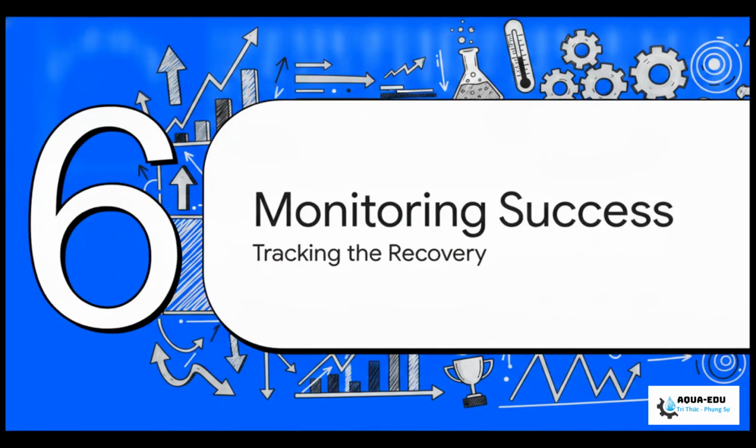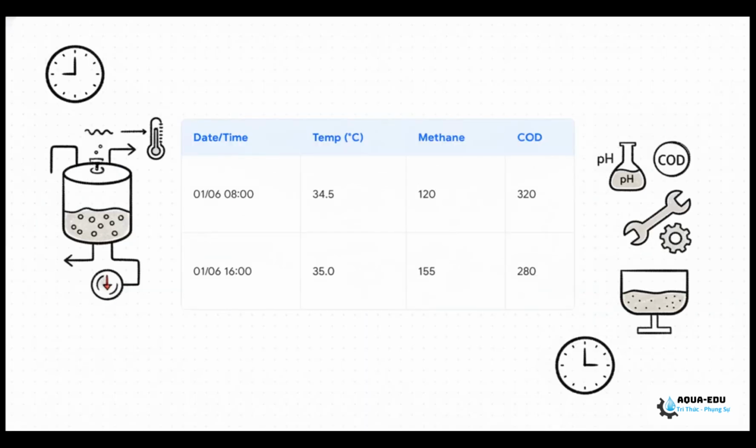Finally, Section 6, Monitoring for Success, Tracking the Recovery. This right here is where we prove, through hard data, that our interventions actually worked. I want you using this exact post-incident log template twice a day. You're going to record the tank temperature, inlet temperature, methane flow rate, outlet COD, pH, VFA levels, sludge settling status, and of course, equipment health. Writing this down at 8 a.m. and 4 p.m. keeps the entire operational team strictly accountable to the data.